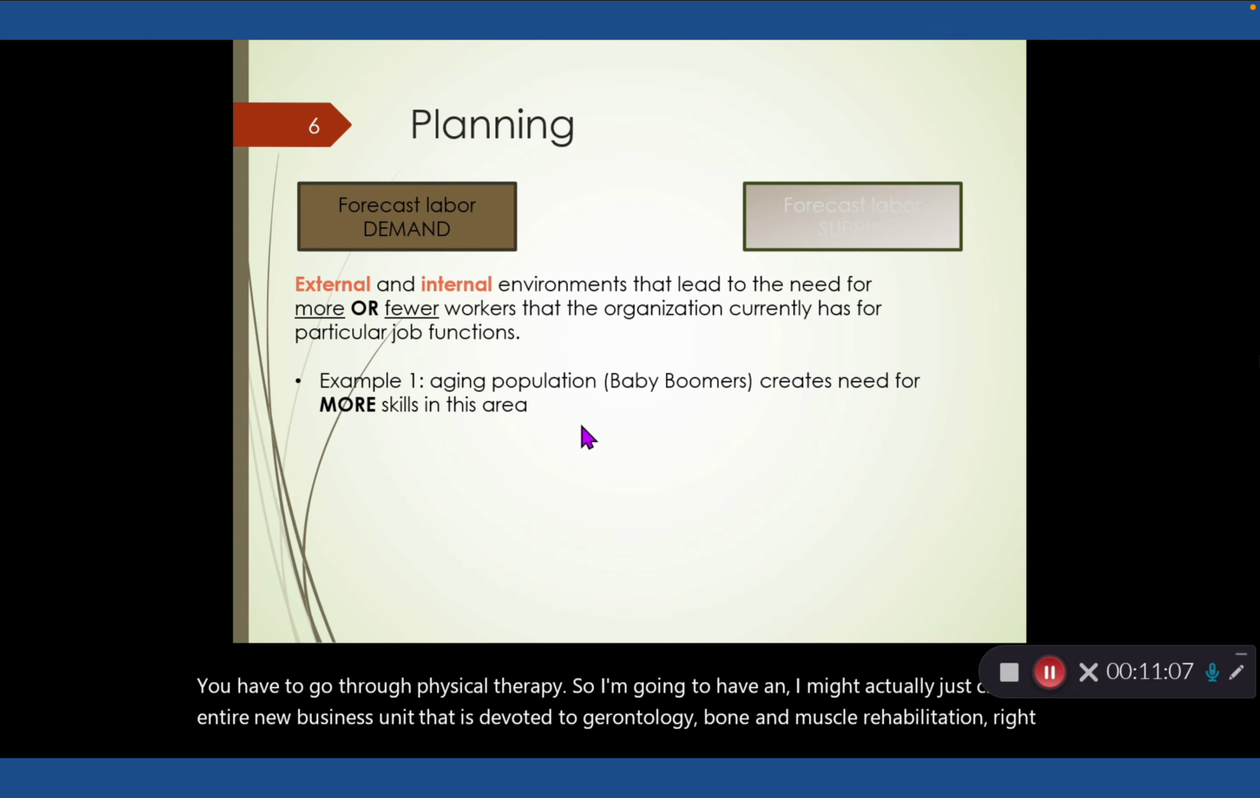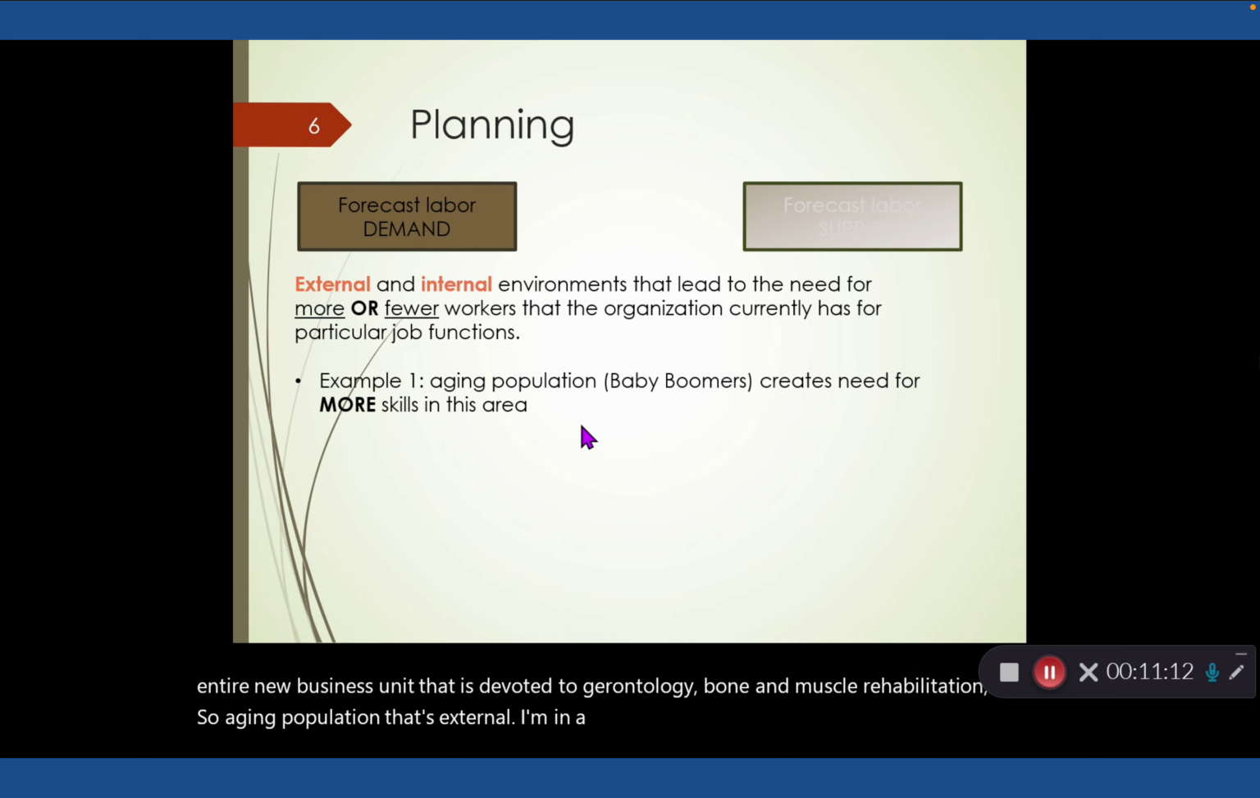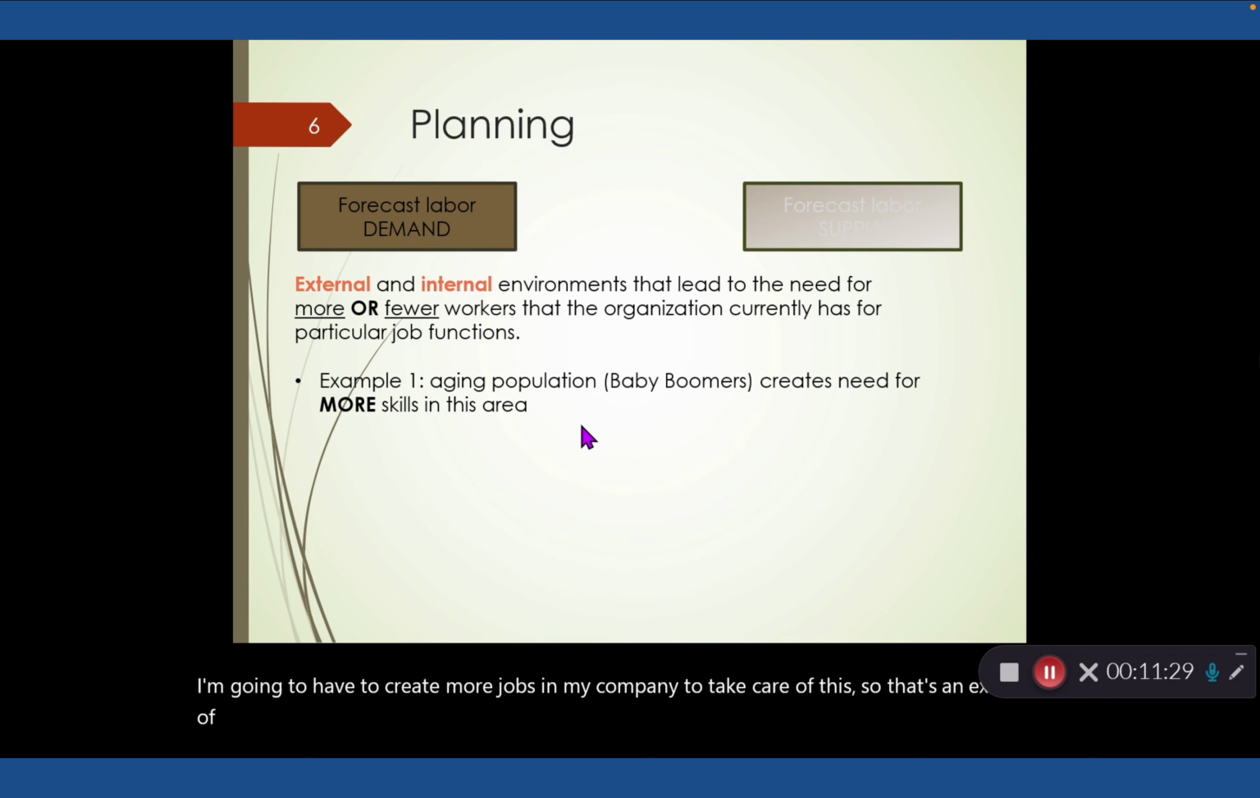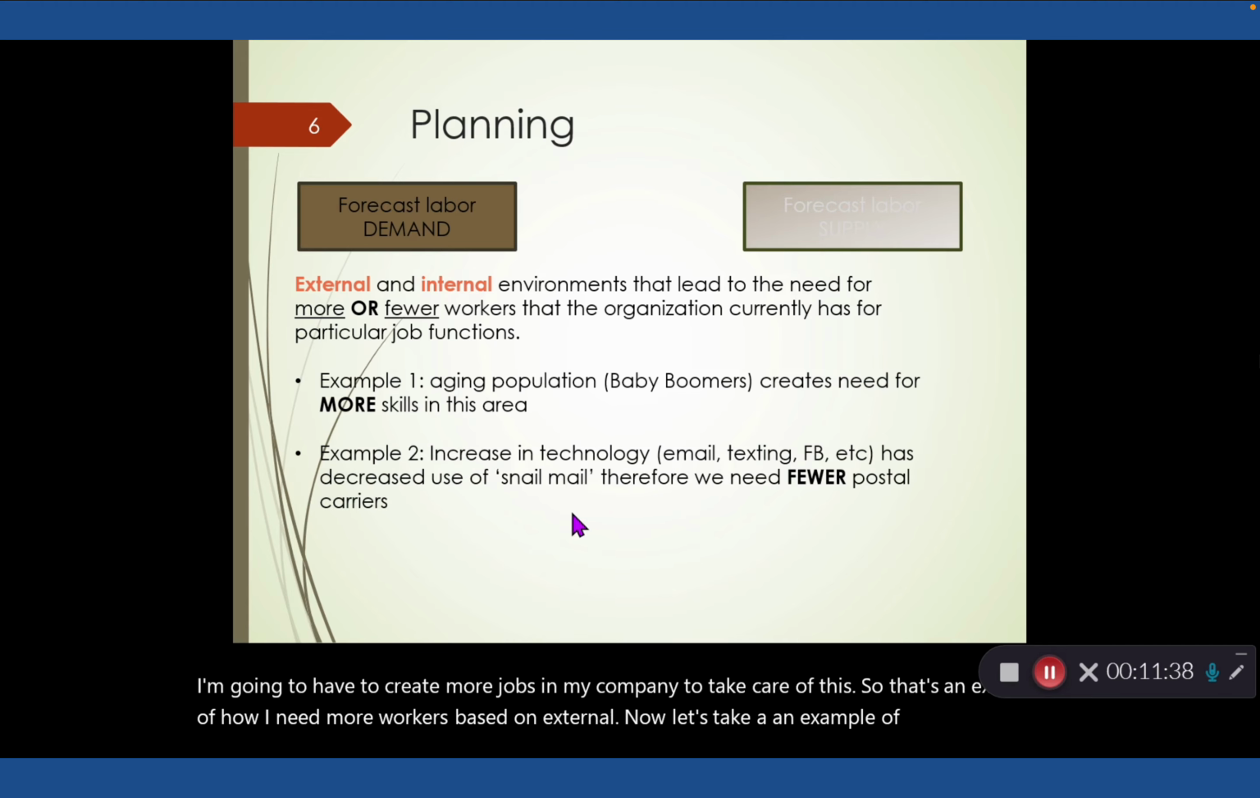So aging population, that's external. I'm in a location where there's a lot more older people. So the external situation is an aging population. I'm going to have to create more jobs in my company to take care of this. So that's an example of how I need more workers based on external factors. Now let's take an example of where we might need fewer workers.